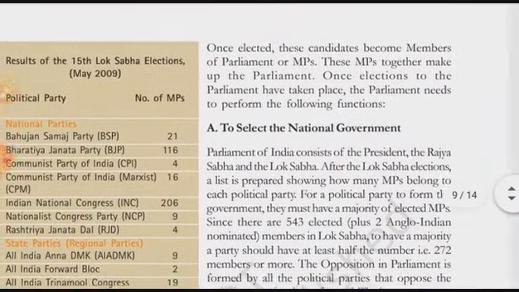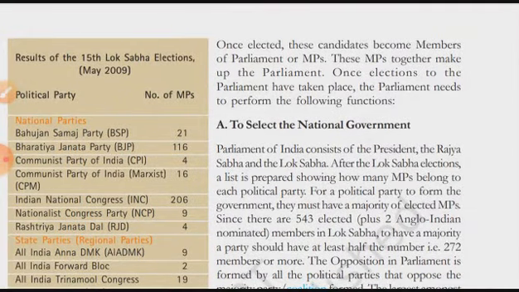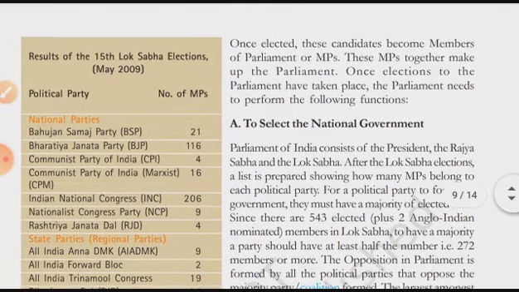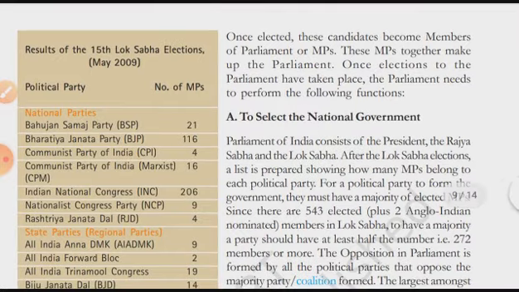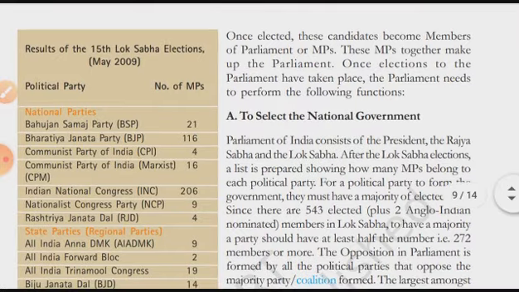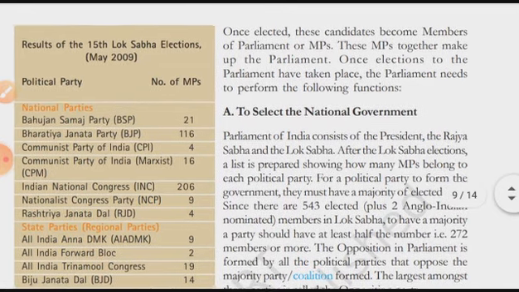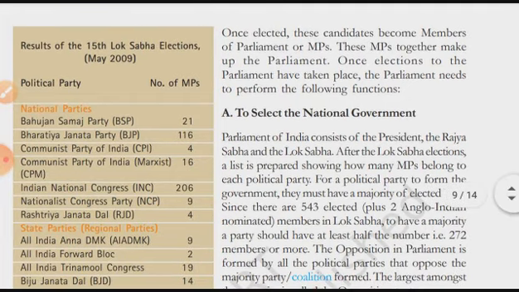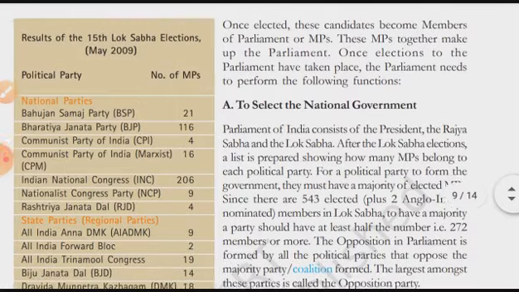Once elected, these candidates become members of parliament, or MPs. Once these members win the election from their constituencies, they become members of parliament, known as MPs. These MPs together make up the parliament. Once the elections for the parliament have taken place, the parliament needs to perform the following functions. So here the main functions of the parliament are given.